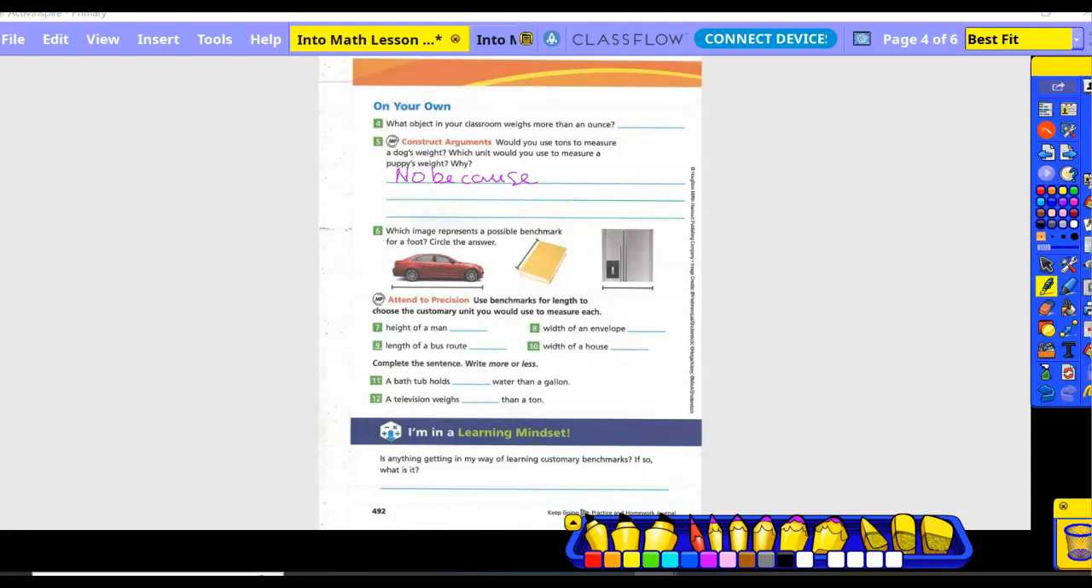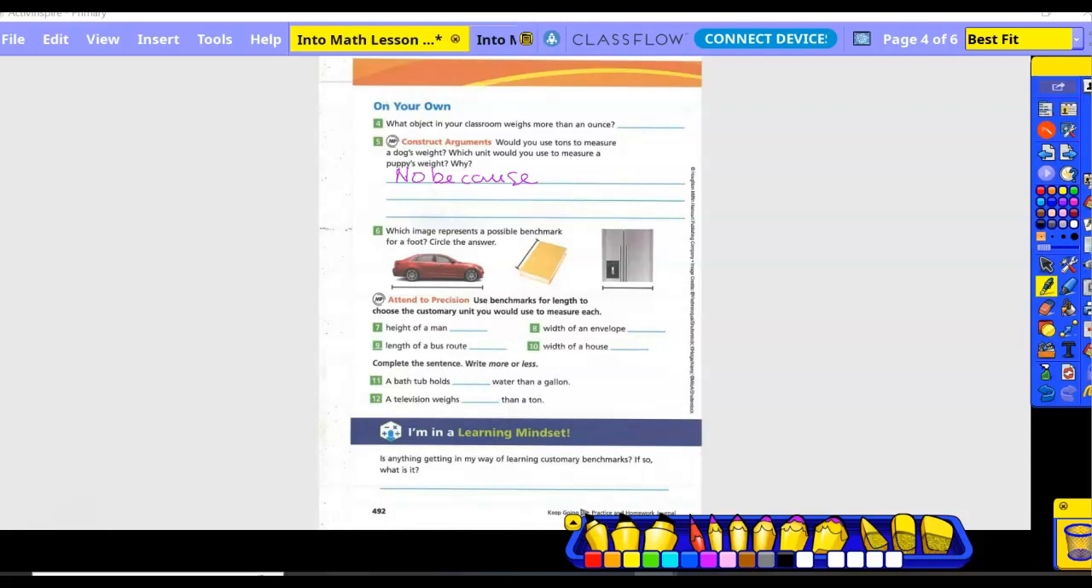Okay. Now, if it's a little puppy that is going to eventually be a little dog, it's probably not going to be real big, right? So, could you maybe use ounces for that? Miss Thompson, I mean, could you do that? Yeah. Okay. So, it just depends on the size and how big they are.